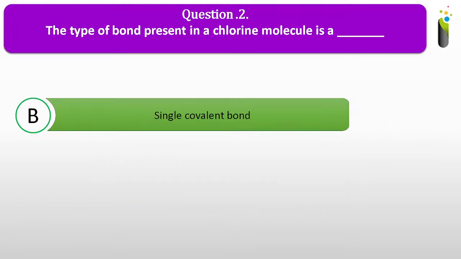So the type of bond present in a chlorine molecule is B, that is a single covalent bond. Abhinav, the answer has to be B. Please remember this.